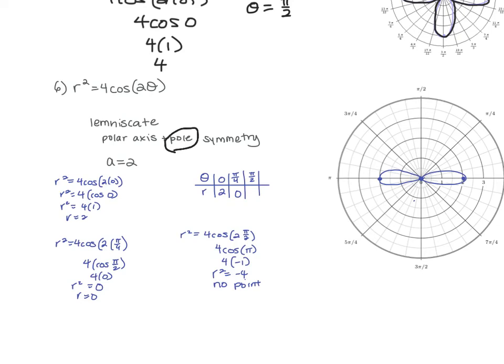The a squared is what's in front of the cosine, so the a squared was 4, which makes a 2. That's as far out as it's going to go. And then I started plugging in some points. So when I plugged in 0, I got 2. Right there, I knew that there was this loop. And then it was symmetric to the polar axis and to the pole.